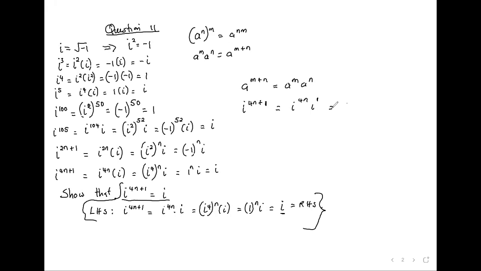So that you have now i to the power 4 inside, n outside, multiplied by i. But you know that i to the power 4 is 1, to the power n multiplied by i. 1 to the power n is 1. 1 times i. So we start with our left-hand side and get to the right-hand side. So that becomes the solution.